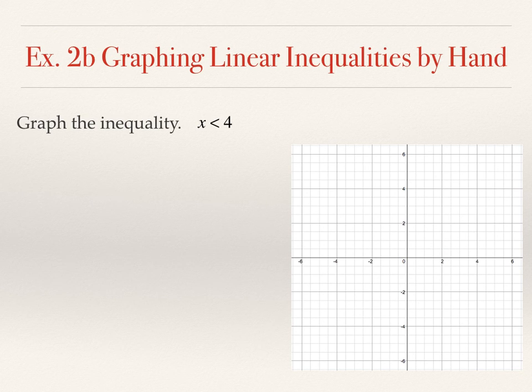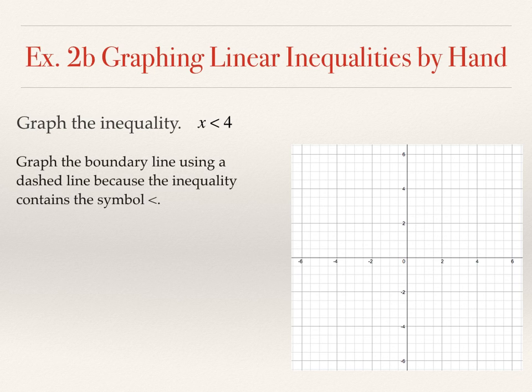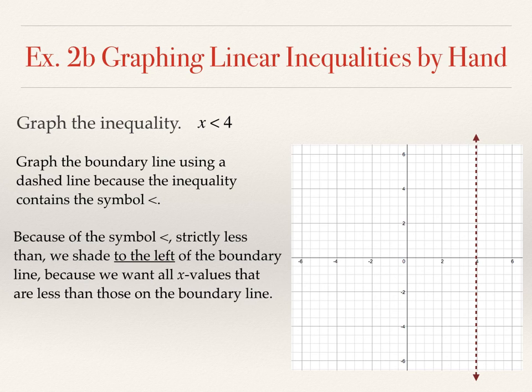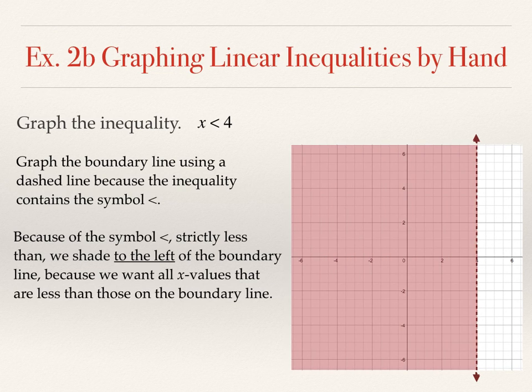Graphing an inequality x is less than 4. Well, first of all, we want to use a dashed line because of the less than. And this is a special case line that goes through the x-axis at 4. It's a vertical line. Now that inequality symbol is strictly less than, so we want all x values less than those on the dotted line. So we're going to shade to the left.